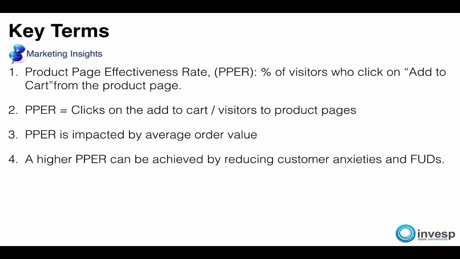Now, the reason why we had mentioned that the average order value of this particular customer of ours was $2,200 is that the PPER is actually impacted by the average order value. The higher the average order value, the lower the product page effectiveness rate. Now, a higher product page effectiveness rate can be achieved by reducing customer anxieties and FUDs. And this is a very key metric.